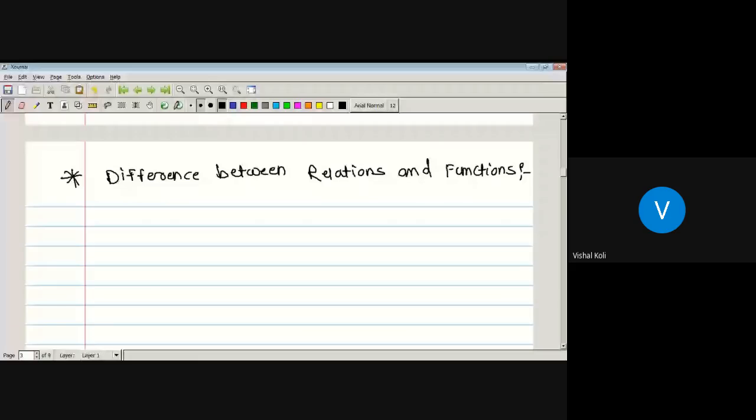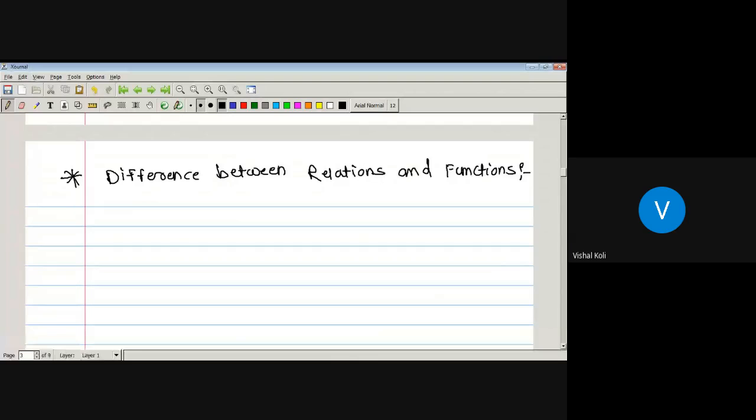Okay, so we have seen both the concepts, relation and function. If A and B are two sets, then any subset of A cross B is a relation from A to B. We know what a relation and a function are. Now we have to see what functions are.